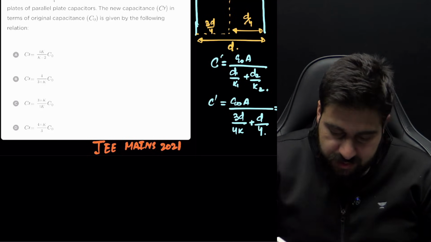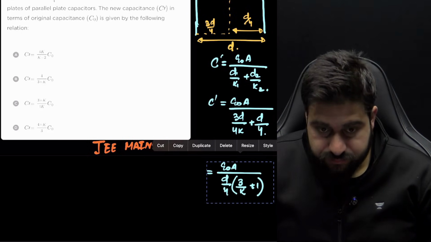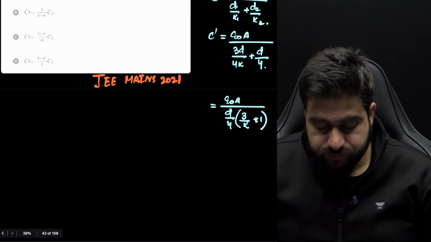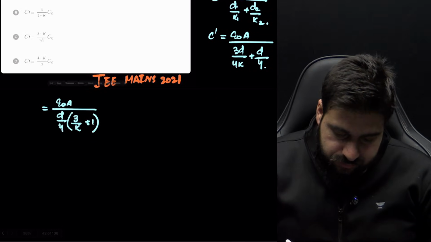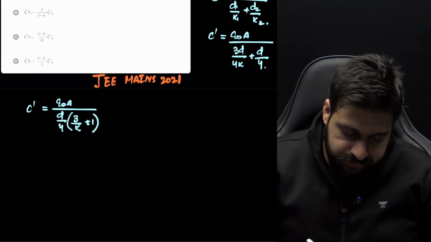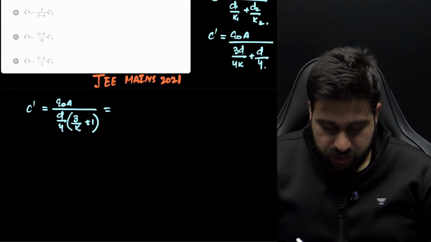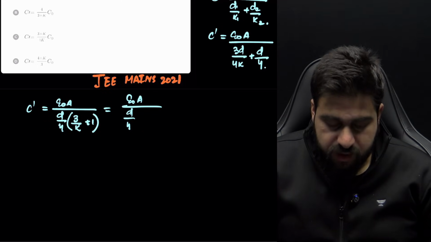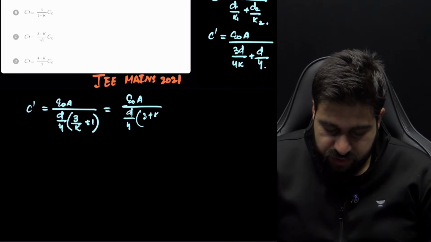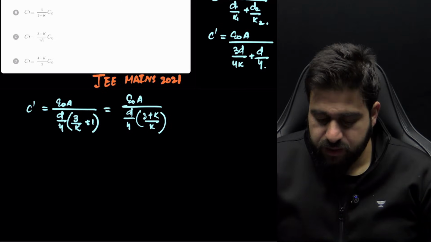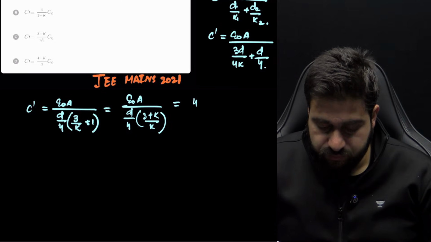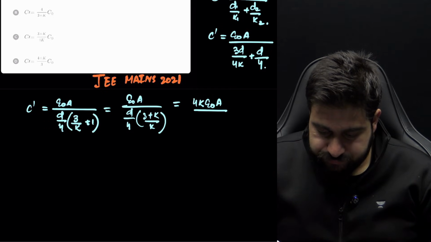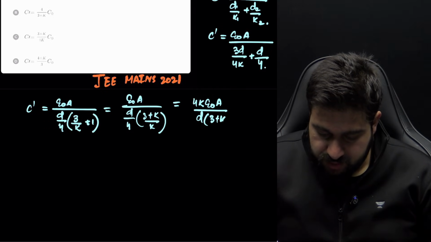Okay, let me write it over here. This is C dash. Now this will be epsilon naught A upon D divided by 4 into K plus 1. So this will be 3 plus K divided by K. Take this in the numerator. It will become 4K epsilon naught A upon D into 3 plus K.